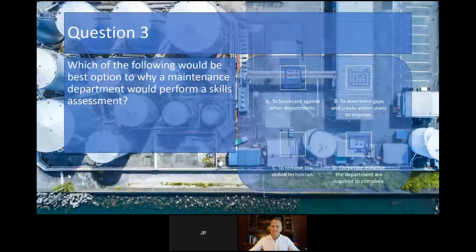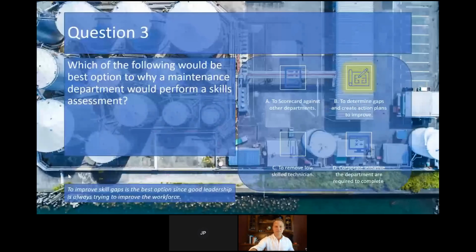We got 100% for B, to determine gaps and create action plans to improve. Okay. Well, very good, everyone. Yes, that is the ultimate answer. I'm not saying organizations haven't done the other ones in the past, but certainly you understand that the best practice is used to develop action plans on how to improve your employees. Very good. It was B. All right, two more left.